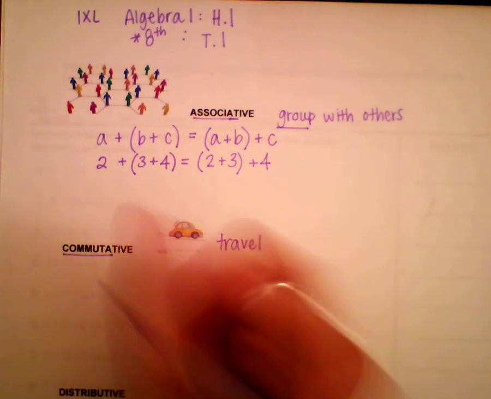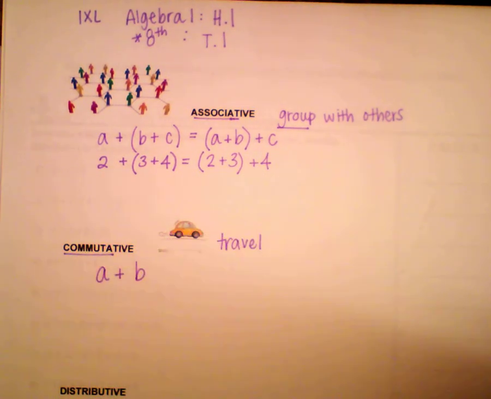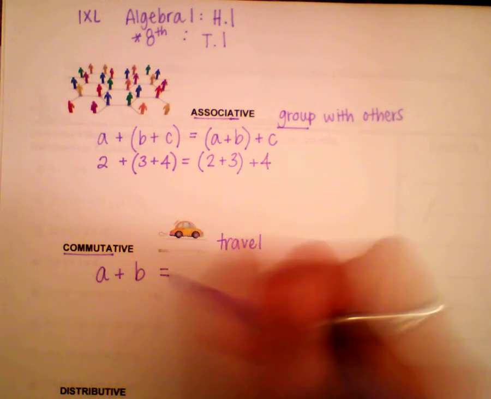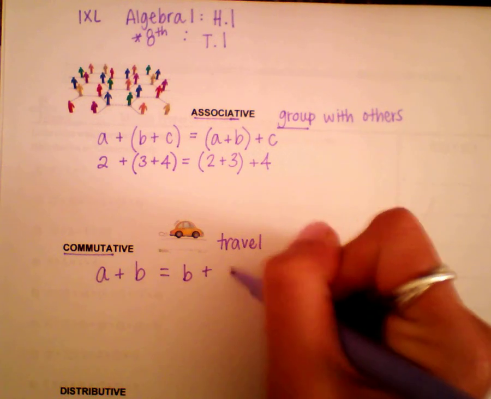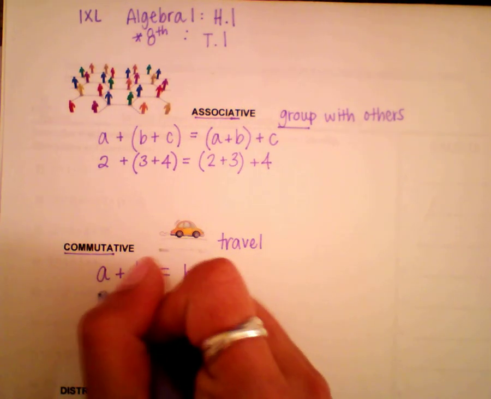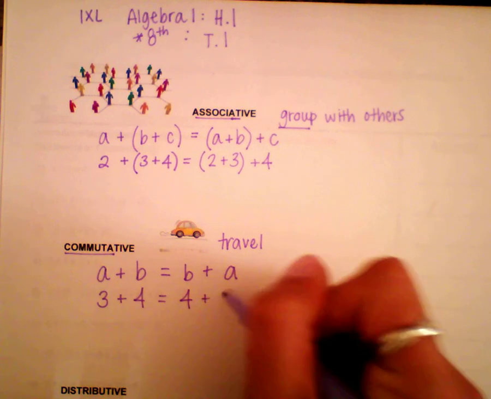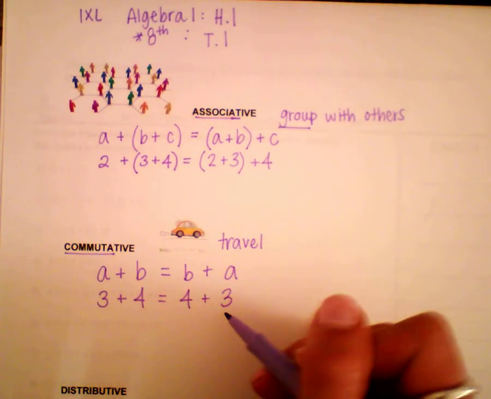So some days I might take A Street and then B Street. On the way home I take B Street, then A Street, but ultimately getting to where I need to be. Again, you might see something like this. 3 plus 4 is the same thing as 4 plus 3, right? 7 is equal to 7. Boom.